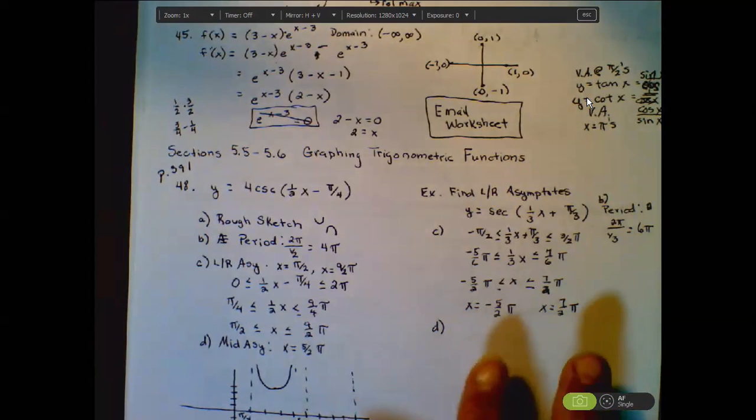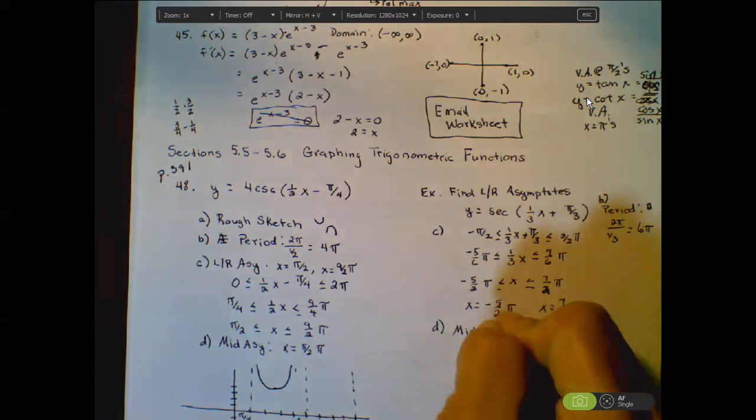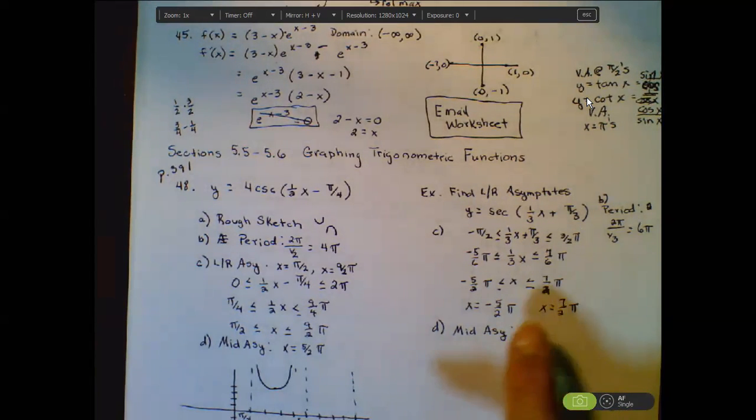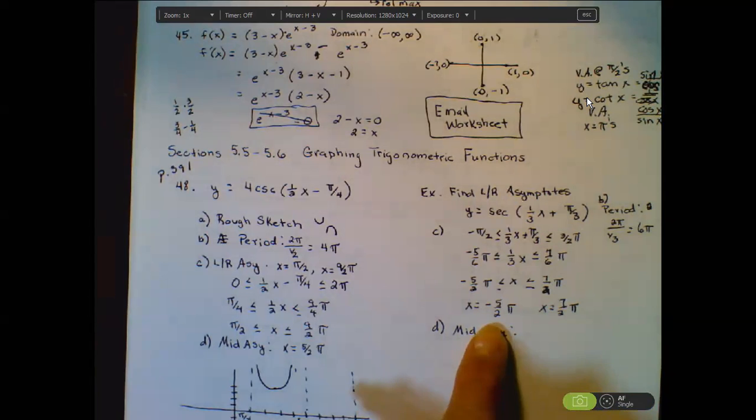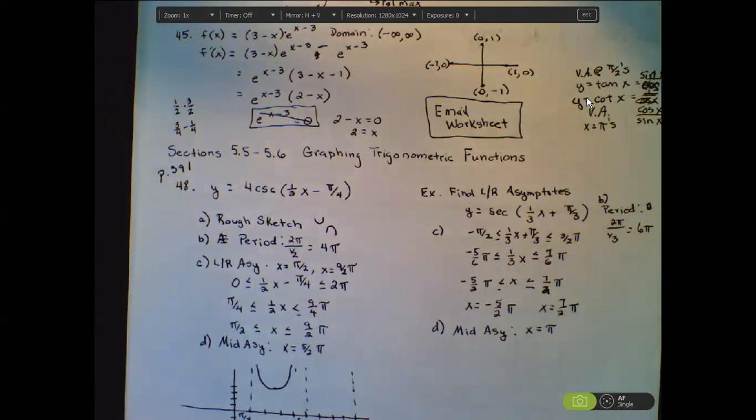How do we find the middle asymptote? Add those 2 and then divide by 2. So 7 halves plus negative 5 halves, or 7 halves minus 5 halves is what? Yeah, 2 halves, which is just 1. So the middle asymptote is just 1 pi.